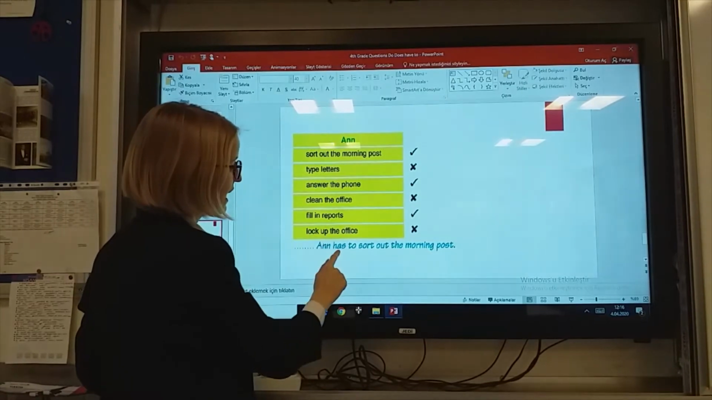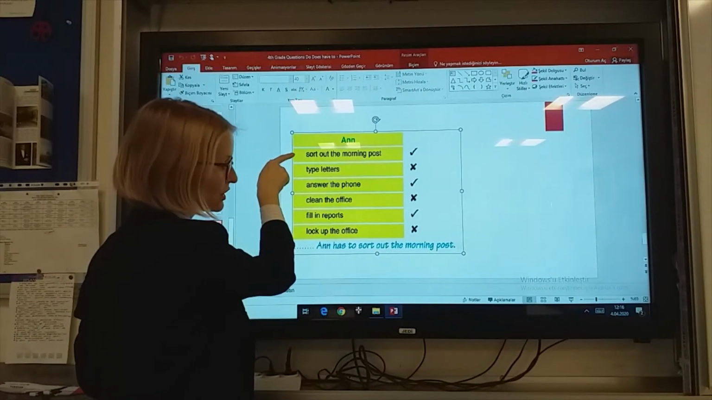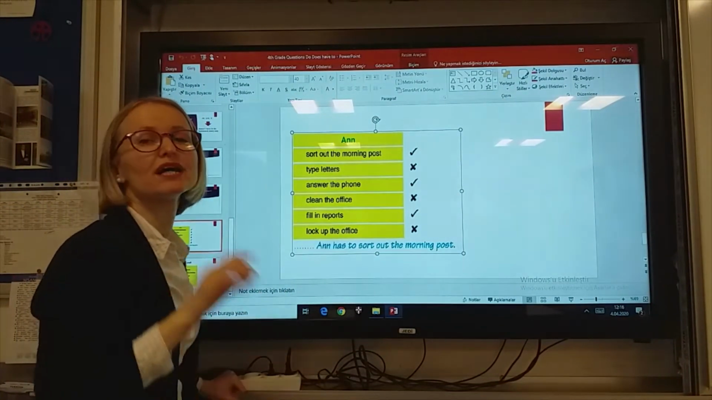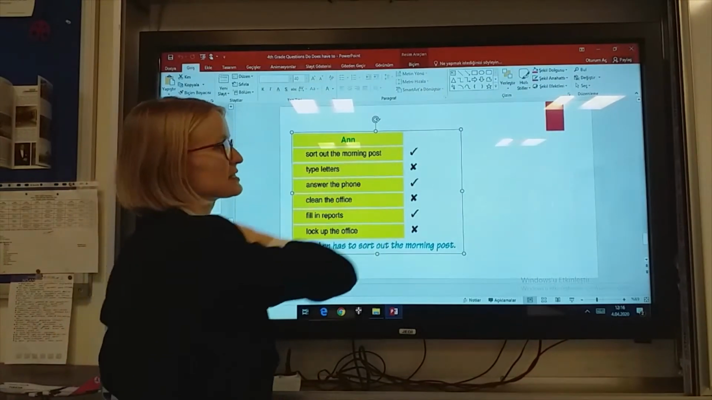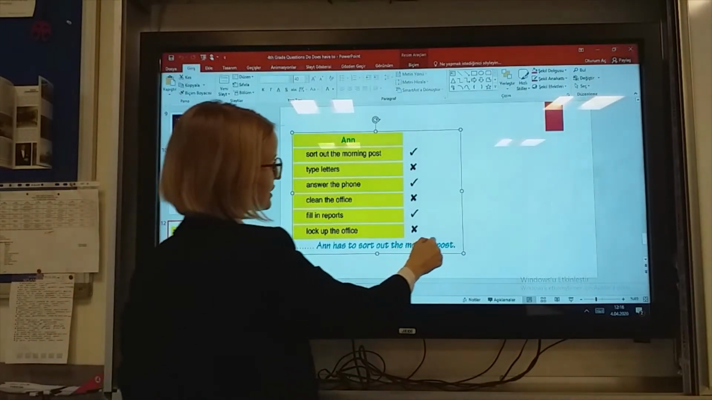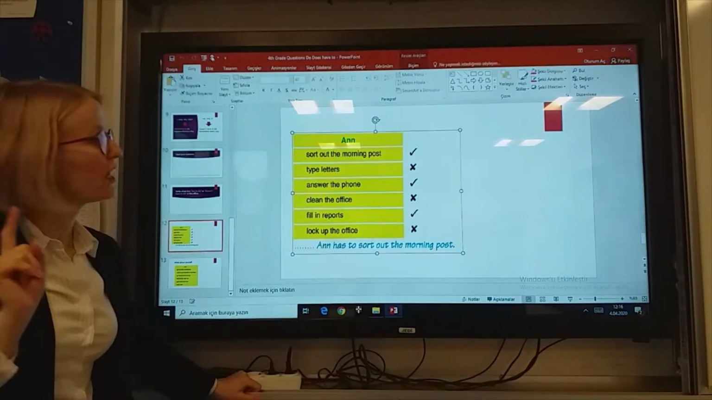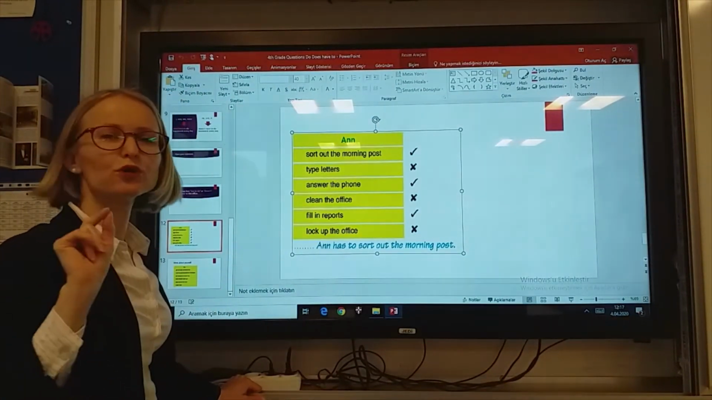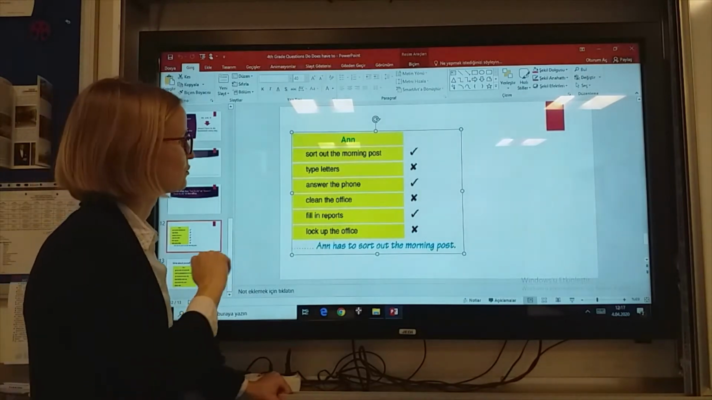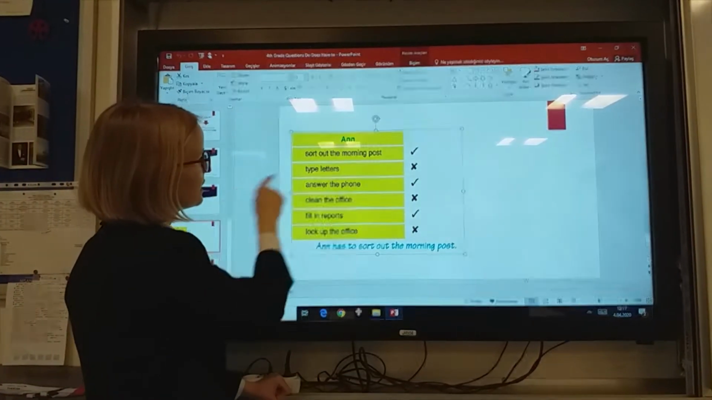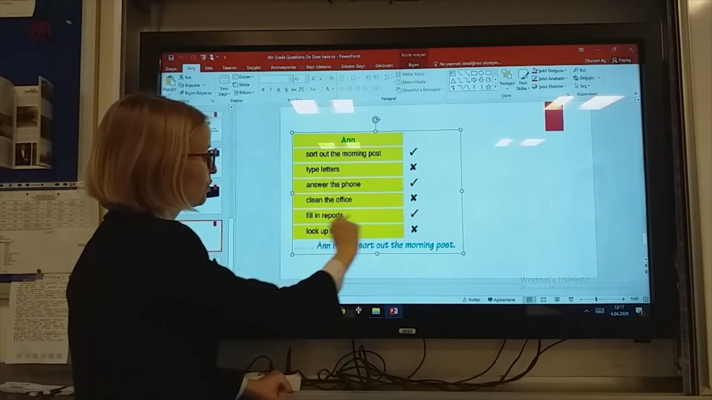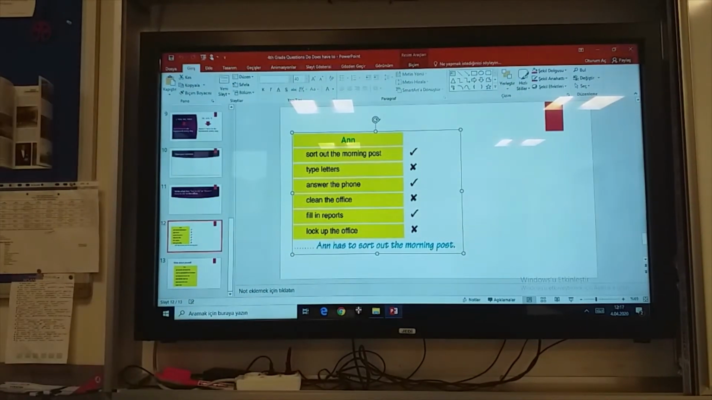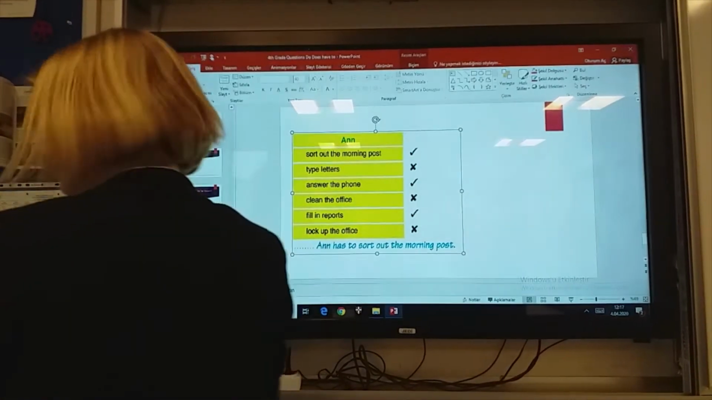Example 1. Anne has to sort out the morning post. You just have to write has to or doesn't have to. So if it is tick, we are writing Anne has to sort out the morning post. Now cross. It means not. Here you will write in your notebook. So again, Anne, type letters. So Anne doesn't have to type letters. Let's write in your notebook.